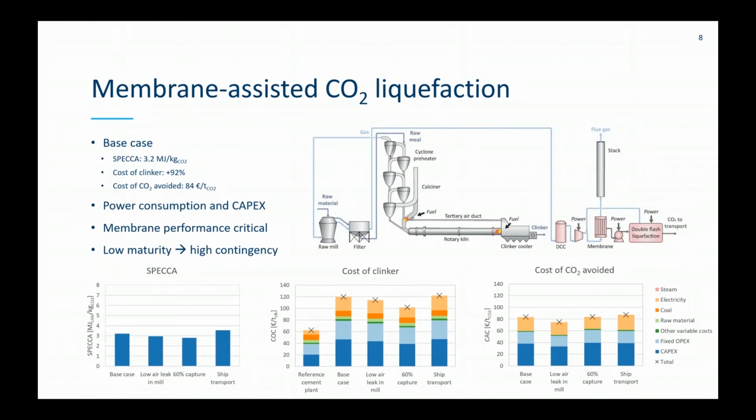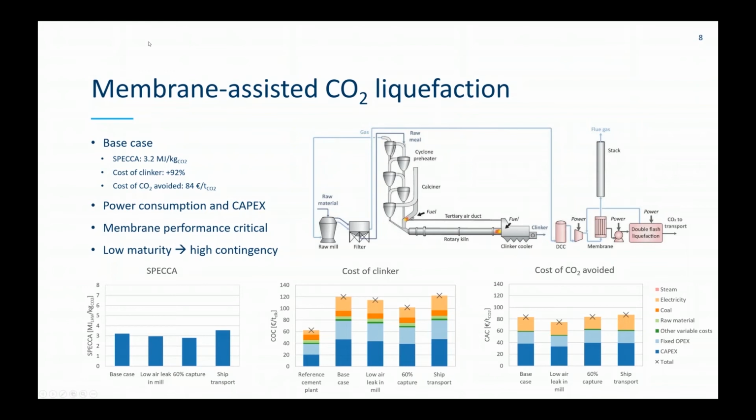This technology is an end-of-pipe retrofit technology, so there's no additional integration or feedback to the cement plant here. And we only need power as an input, so no steam is needed here. We looked at 4 different cases, and the SPECA, the cost of clinker and cost of CO2 avoided are shown for these here in the bottom.